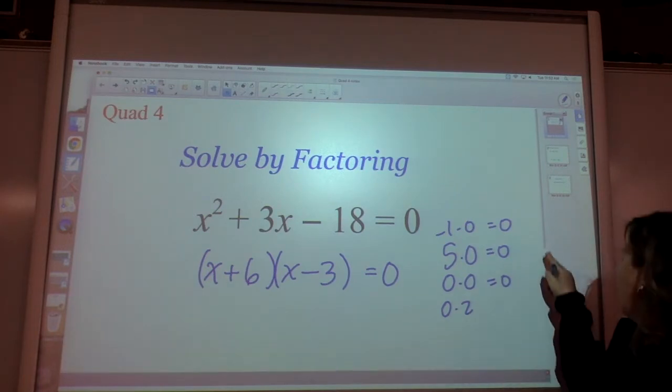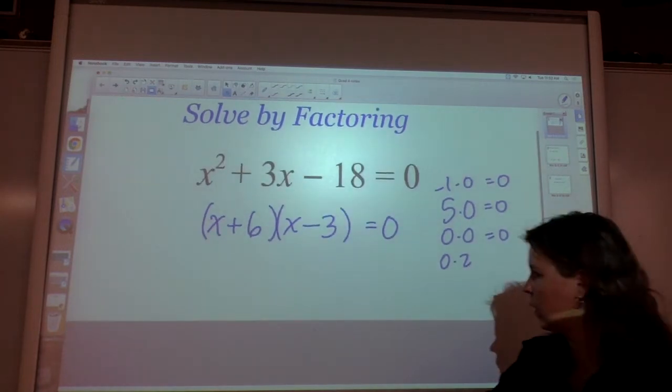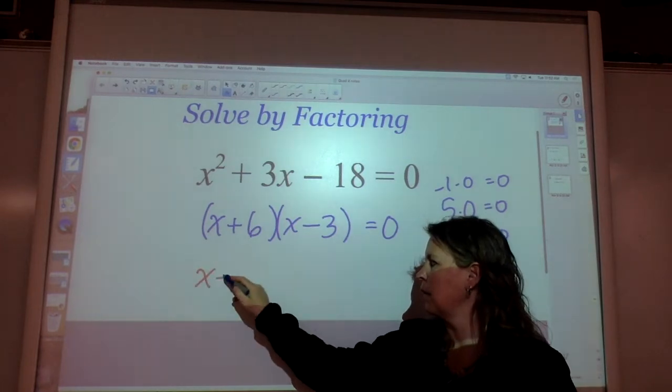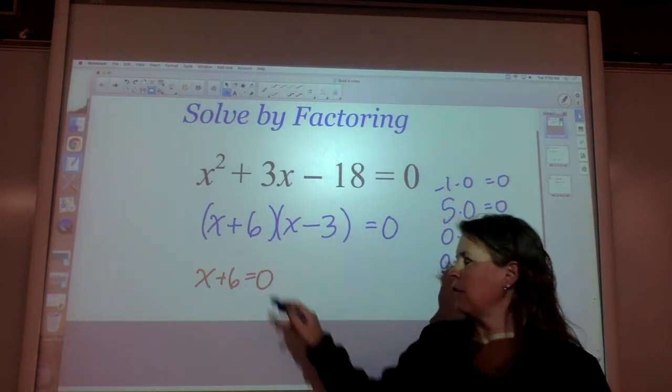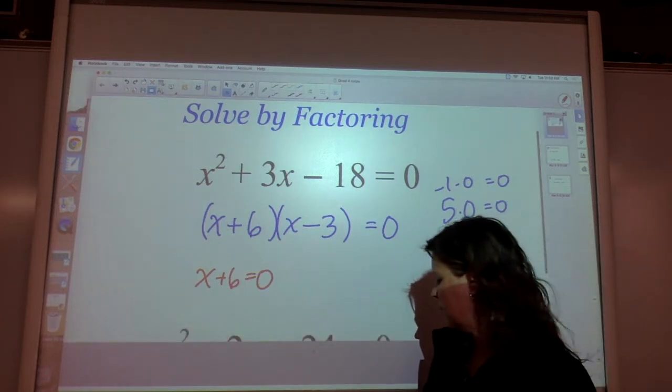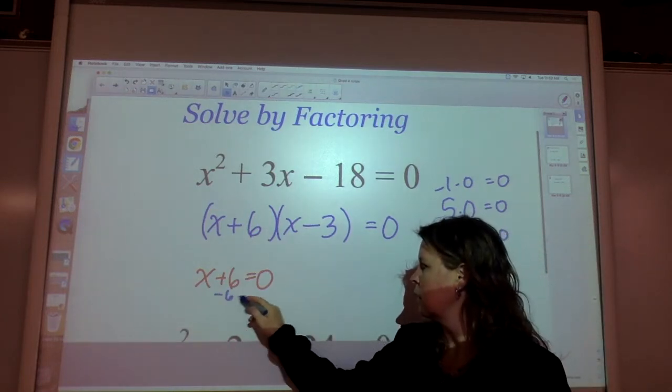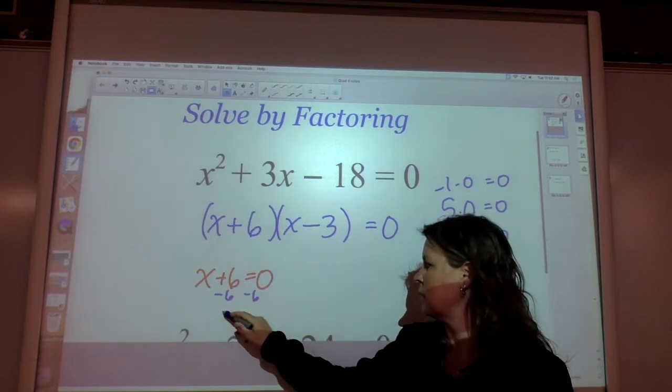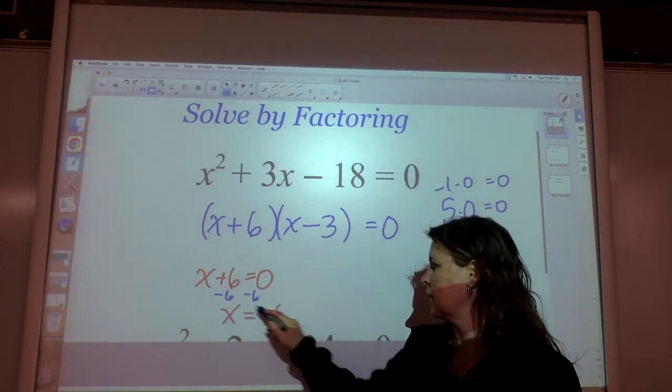So we're going to say, how does this possibly equal 0? By setting x plus 6, that factor, could equal 0. So what do we get? If we minus 6 from both sides, we find out that our answer is x equals negative 6.